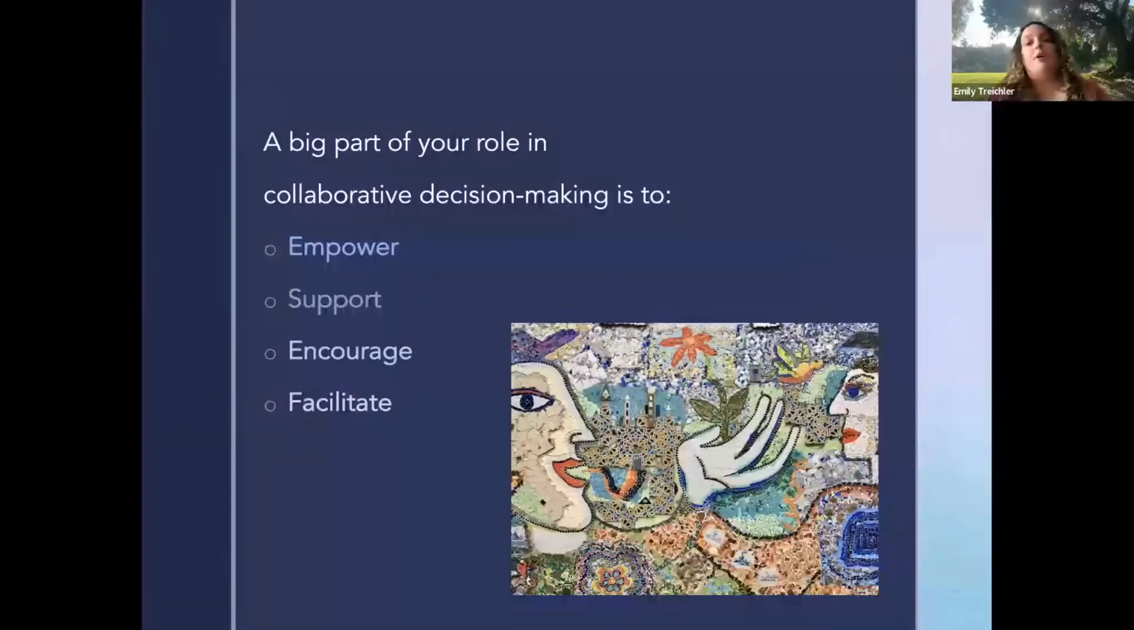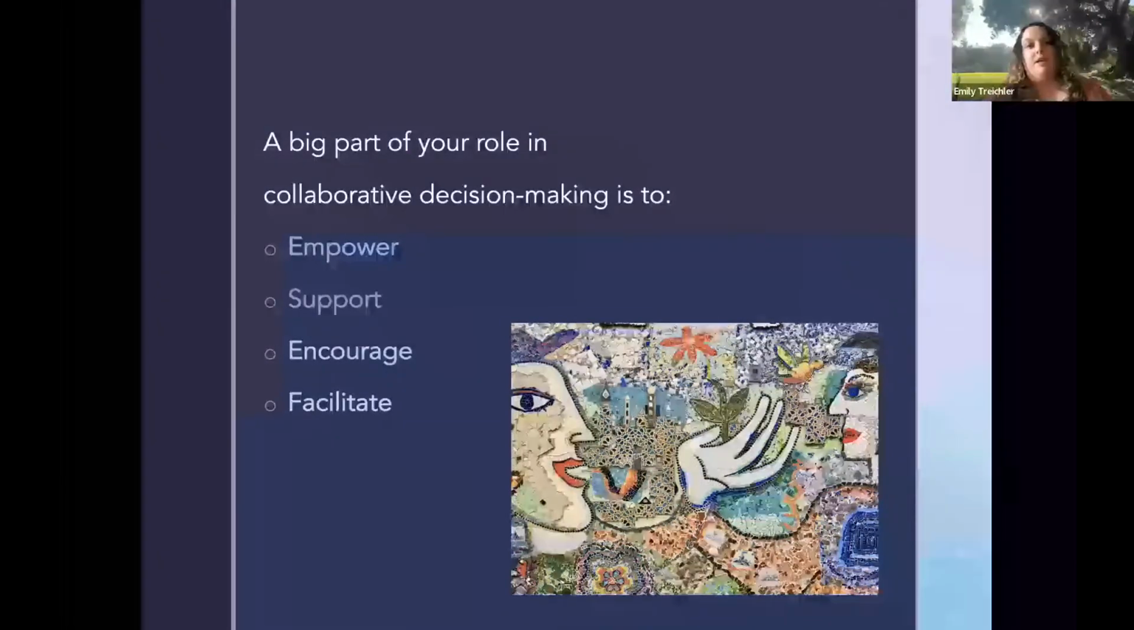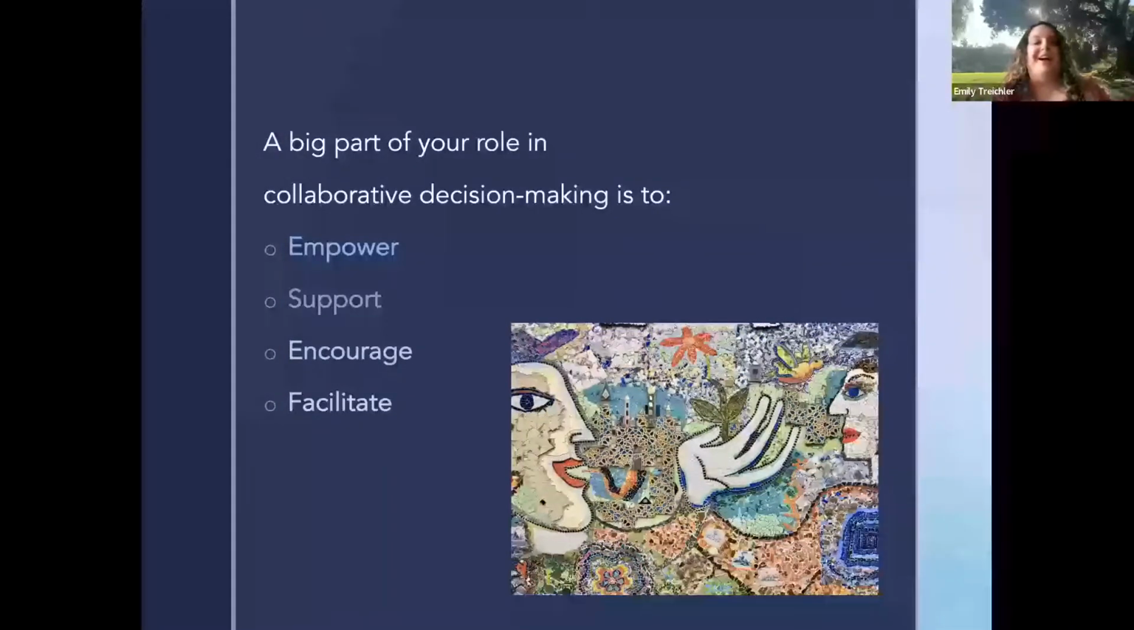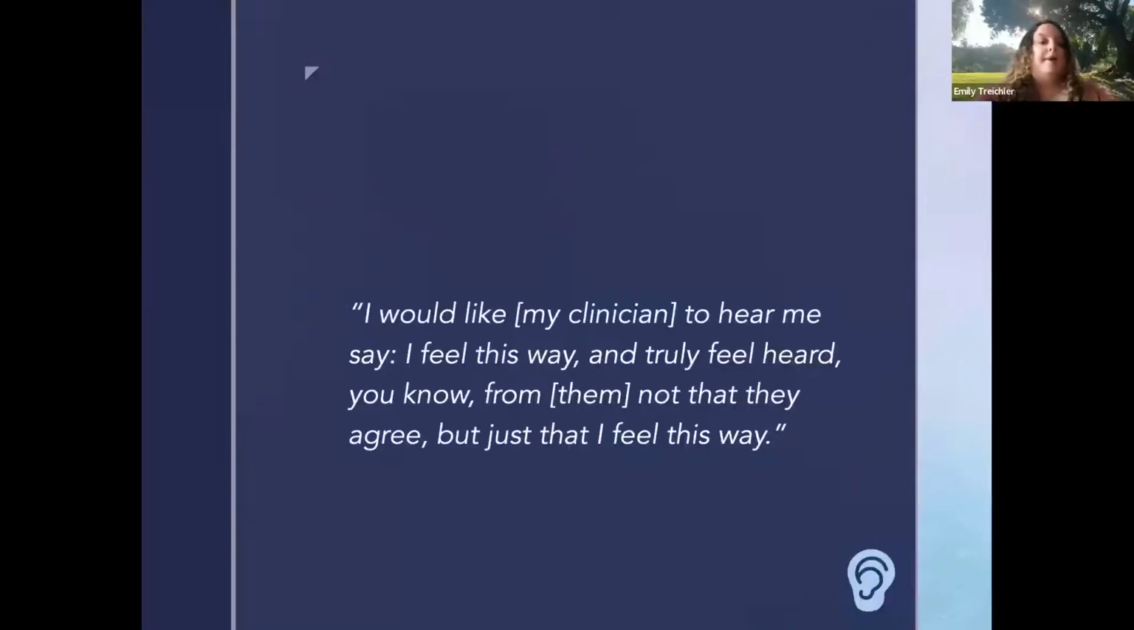And that all means that a big part of your role in collaborative decision-making is to empower your clients and support them and encourage them and facilitate the development of those components, the increase in comfort, the increase in confidence, skill gain and knowledge gain as they need it, and to ensure that they really do have that power to participate in treatment decision-making. So what I want to do next is talk through some of those strategies that would both increase your use of collaborative decision-making, but also how you facilitate their participation. Since it's a two-way process, ideally the things that you do also impact the things that they do, right?